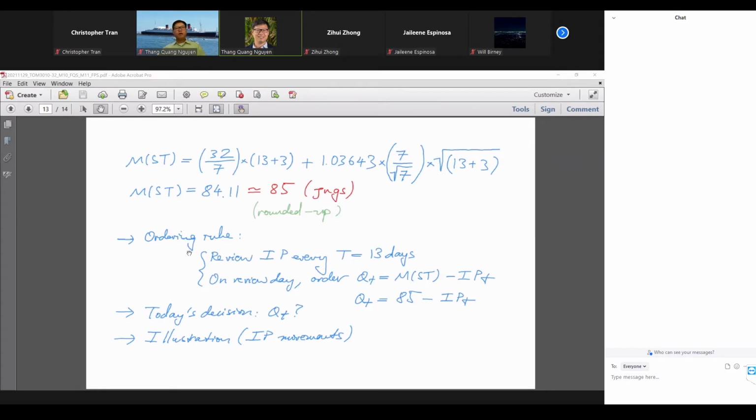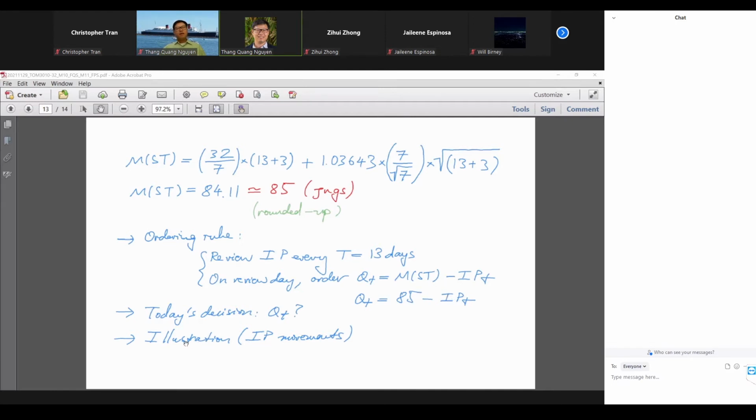So we follow a similar ordering rule like before. We need to review our inventory every 13 days. And on that review day, we try to make up for the difference, right? So you take the maximum level minus the remaining stock to see how much we need to order. All right, so yeah, I let you try this by yourself. It should be easy, right? 85 minus 25. You already know the answer.